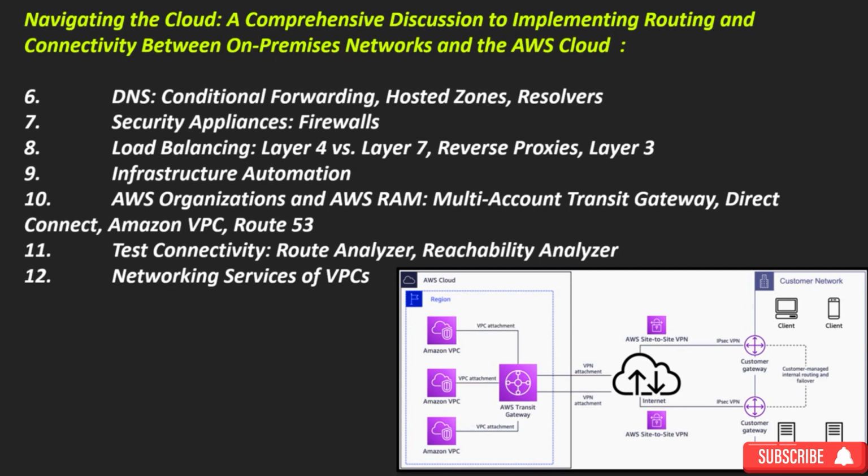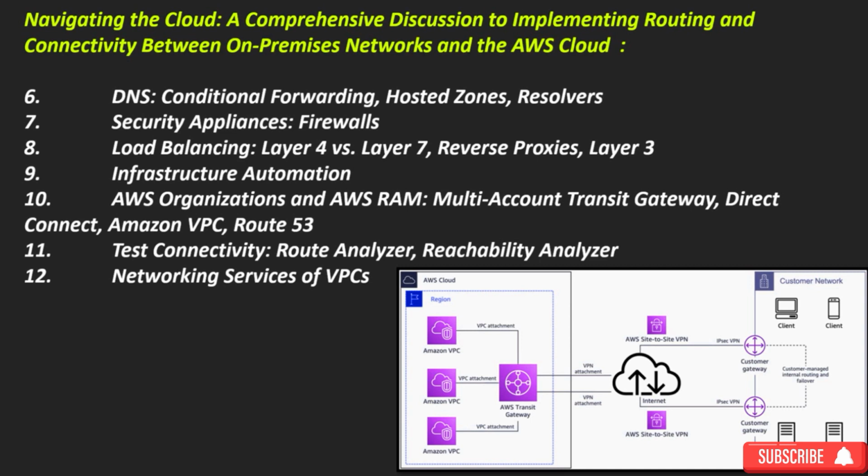The 10th will be AWS Organizations and AWS RAM, that is for multi-account Transit Gateway, Direct Connect, Amazon VPC, and Route 53. As I have explained in the earlier lecture part, managing multiple AWS accounts requires a thoughtful approach. So AWS Organizations and AWS Resource Access Manager, that is RAM, facilitate multi-account setups for services like Transit Gateway, Direct Connect, Amazon VPC, and Route 53 too.